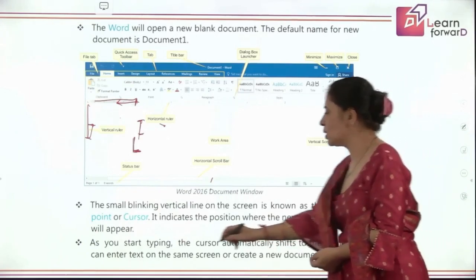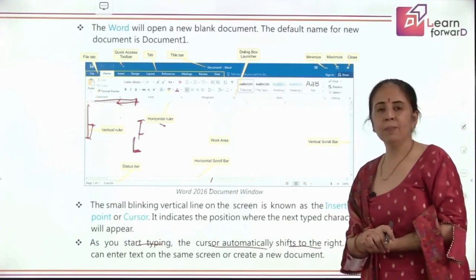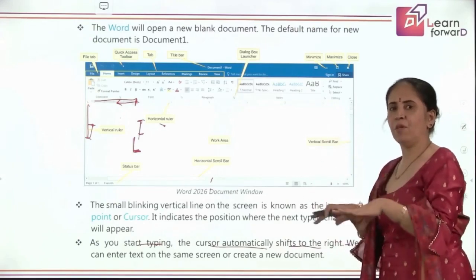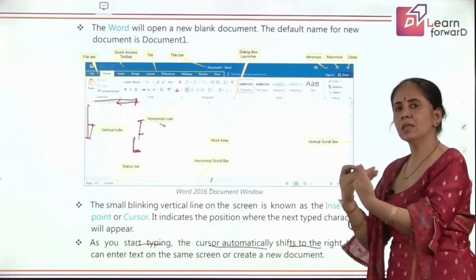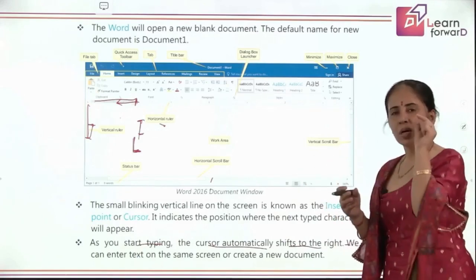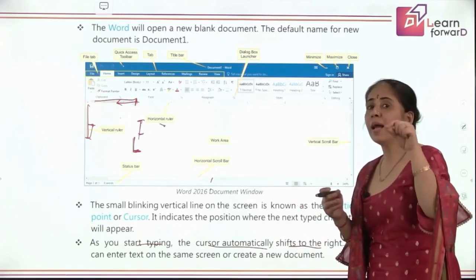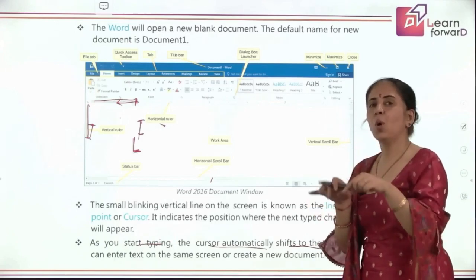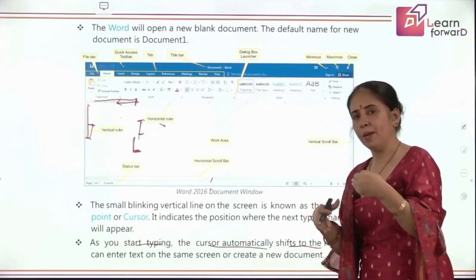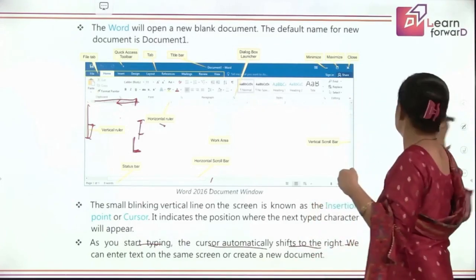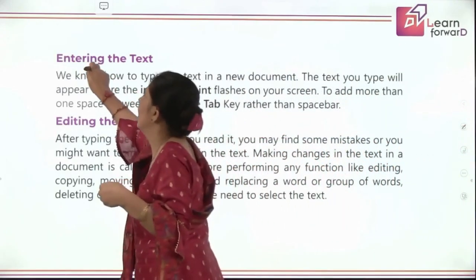So now as you start typing, the cursor automatically shifts to the right side. That means every time you are typing the alphabets on the keyboard, the alphabets are coming on the screen and the cursor keeps on moving to the right. So the cursor helps you to understand the exact location where your next alphabet typed from the keyboard is going to appear. Got it?